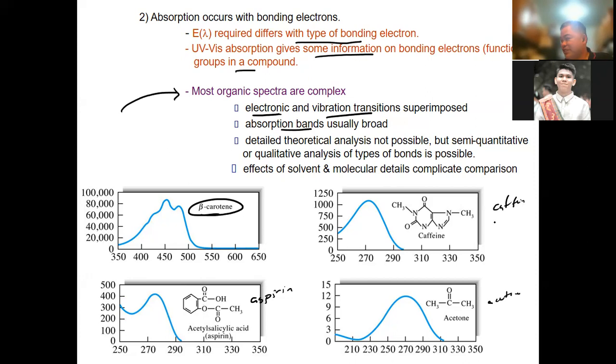Okay. Now you can do a detailed theoretical analysis. Okay. But this is not possible for quantitative analysis, but semi-quantitative or qualitative analysis of the type of bond is possible. Okay. And the effect of the solvent and molecular details complicate the comparison. So what does it mean? At different solvents, you're going to have different spectra. So some of them might move to that one, or some of them might move to this one, depending on the solvent.